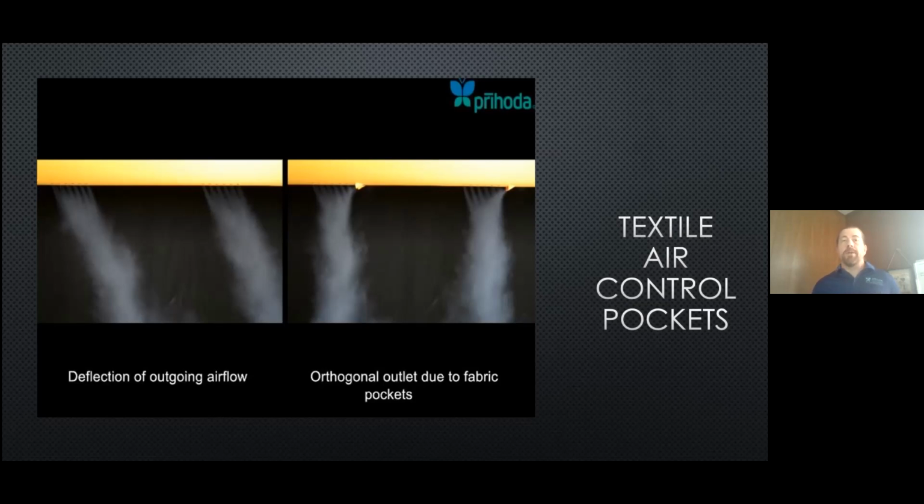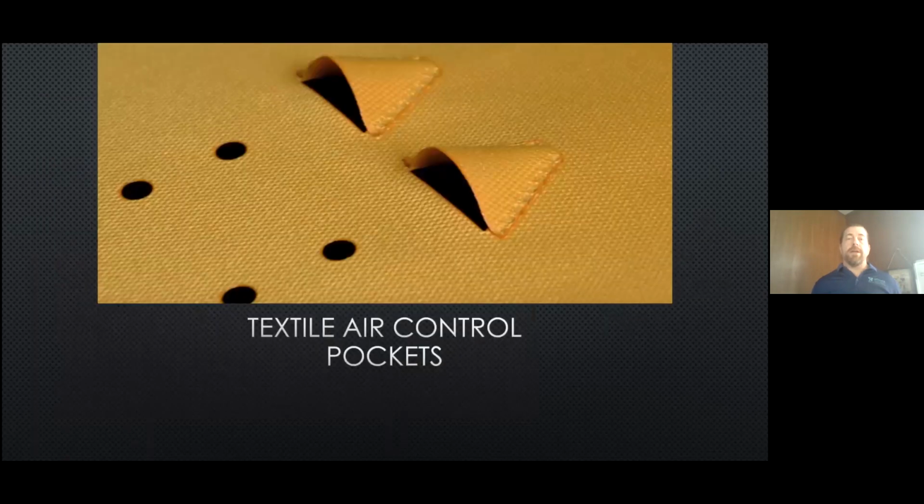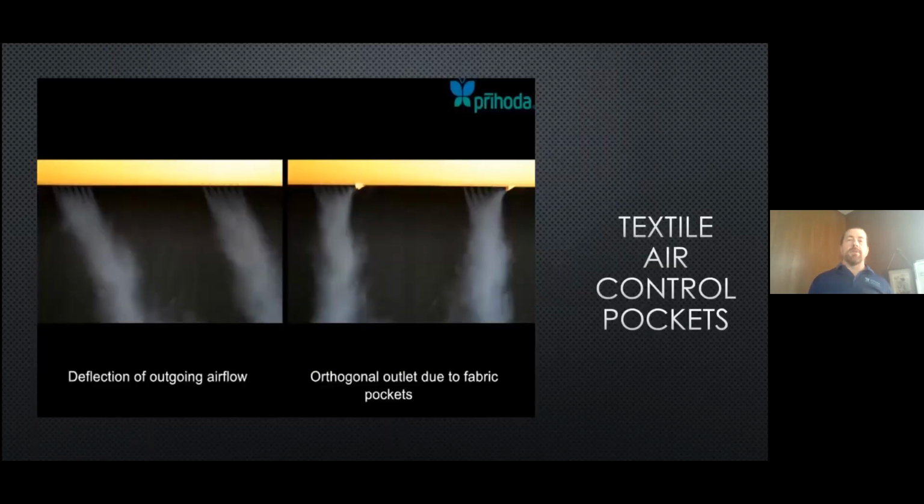And what you end up with is spots underneath the inlet where you're not effectively ventilating that space. You're not getting air moving in there. And so it's kind of a dead zone. By using these textile air control pockets, we can direct that airflow and move it back to straighten that out. So we'll put it in at the end of each little section of the perforations and straighten that airflow to eliminate those zones where we're not getting any ventilation.